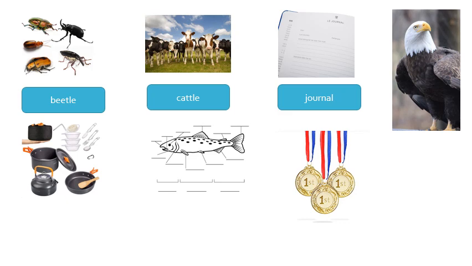What do I have here? Okay, it's a group of pots and pans that we use in the kitchen. All of this together we call kettle. This is cattle. This is kettle.